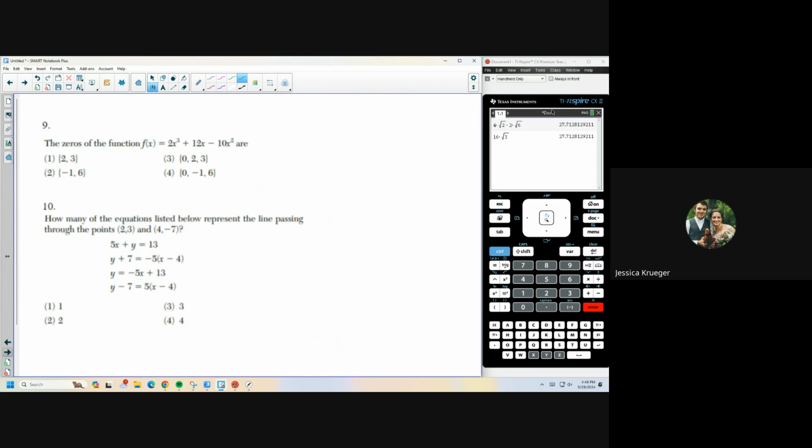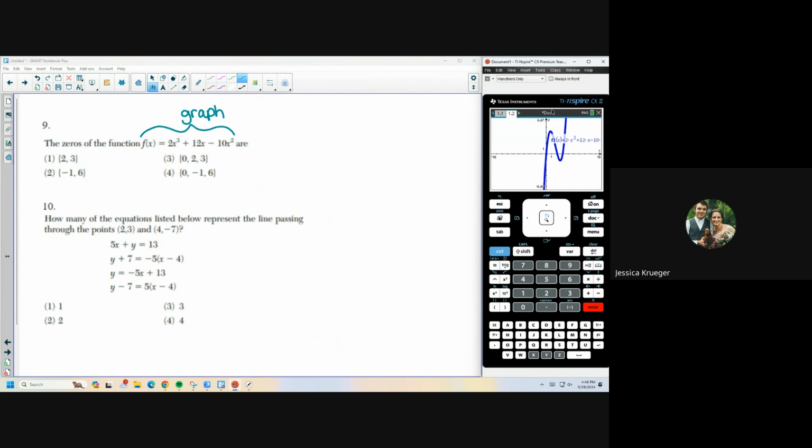Number 9, the zeros of this function are. Remember we said when you see a function rule, graph it. So I'm going to go ahead and graph this and just see if it's helpful. So in my graph, I've got 2x to the third plus 12x minus 10x squared. So if I hit enter, they want to know the zeros of this function.